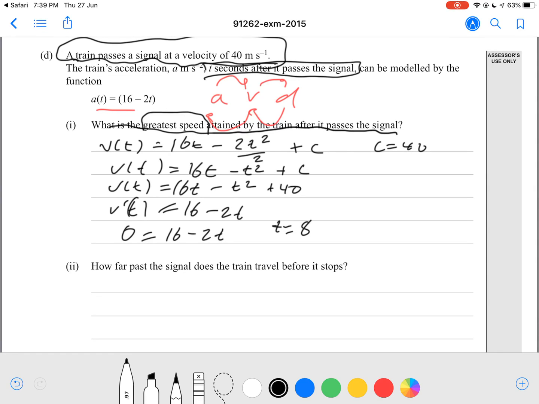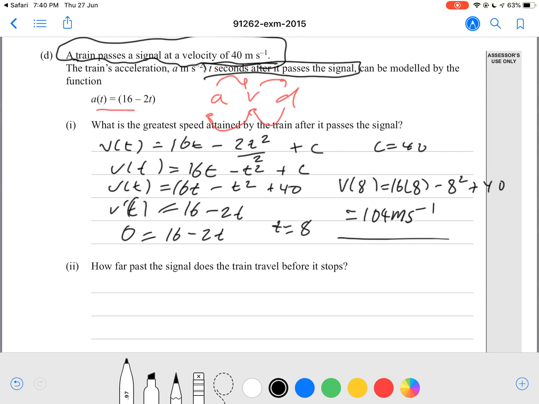t equals 8, but we're not quite done, because we're trying to find the greatest speed attained by the train, so we have to substitute t equals 8 back into our velocity formula. We're going to say v of 8 equals 16 times 8 minus 8 squared plus 40, and all we need to do is plug it into our calculator. Let me just do this real quick. 16 times 8 minus 64 plus 40, that gives me 104 meters per second here.